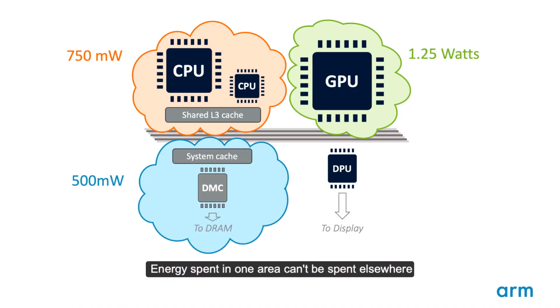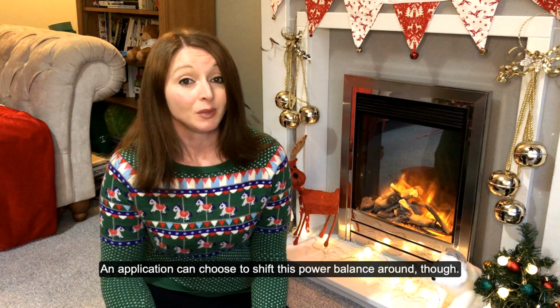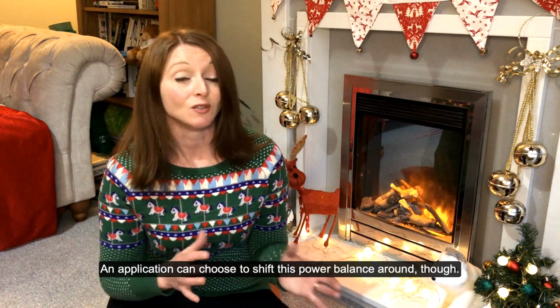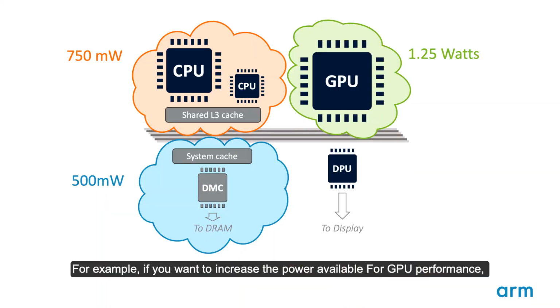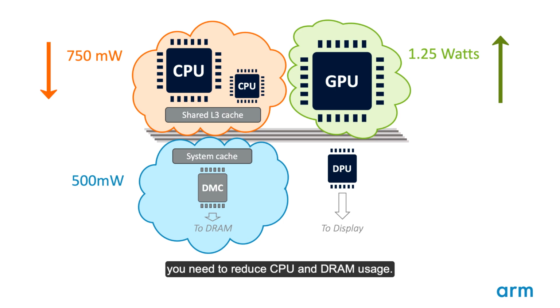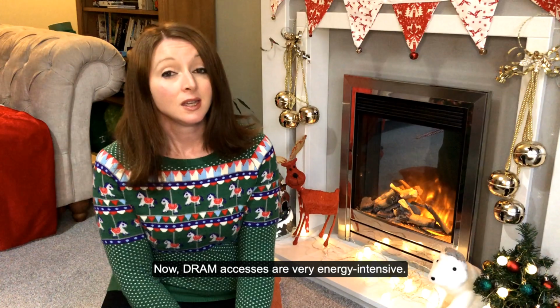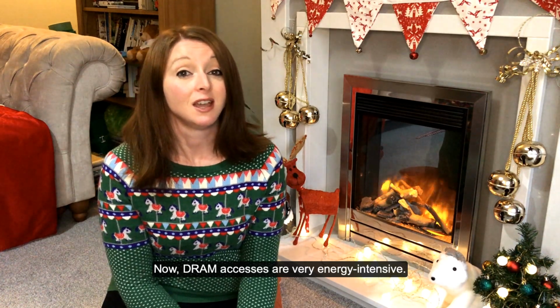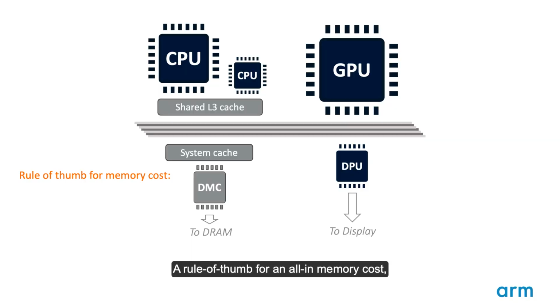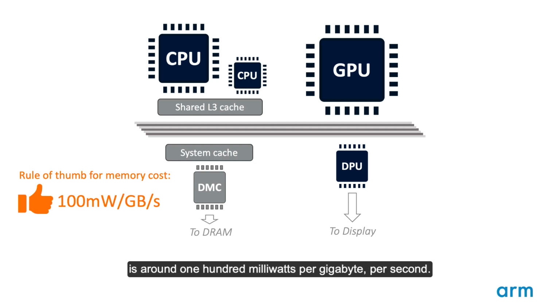Energy spent in one area can't be spent elsewhere without overheating the device. An application can choose to shift this power balance around though. For example, if you want to increase the power available for GPU performance, you need to reduce CPU and DRAM usage. Now, DRAM accesses are very energy intensive. A rule of thumb for an all-in memory cost, including memory bus, memory controller and the RAM itself, is around 100 milliwatts per gigabyte per second.